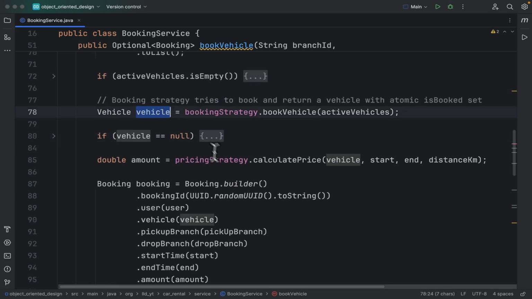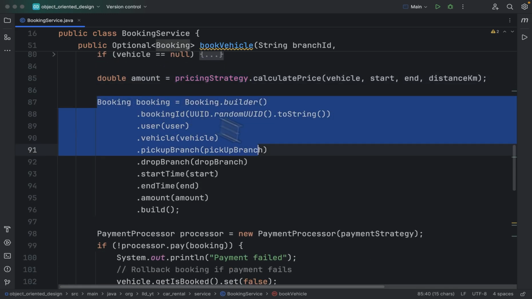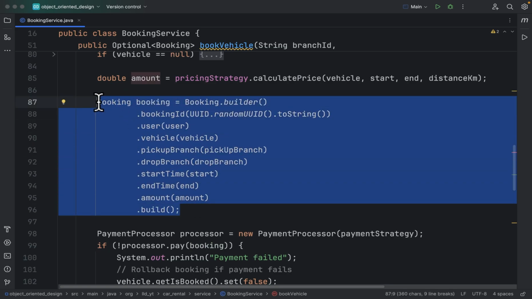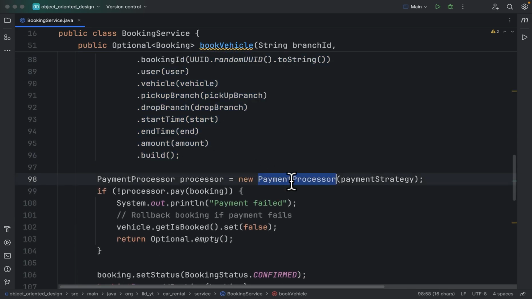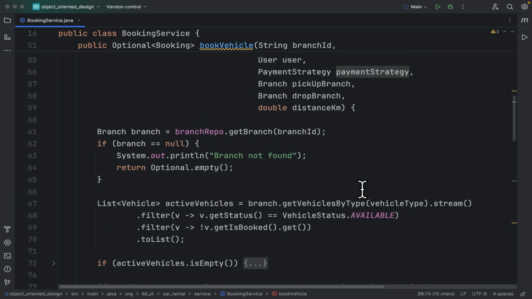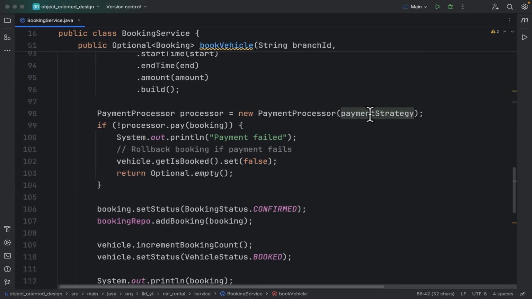And if it was successful, in that case, I'm trying to calculate the amount using the pricing strategy. And finally, I'm trying to create the booking object. Okay. So once I create the booking object, I would process the payment. So this is the payment strategy, which is given by the user in the input. Okay. So I am injecting that payment strategy into the payment processor, and processor will call the processor.pay function. So it will be either successful or failed.